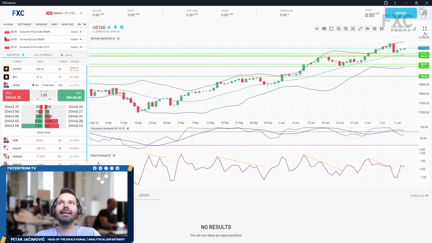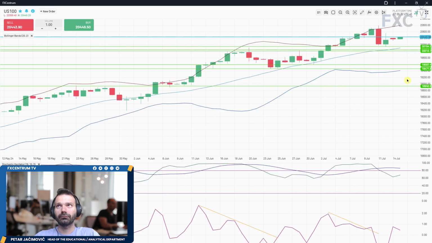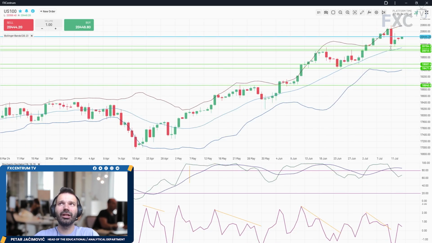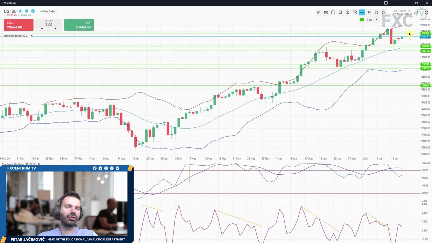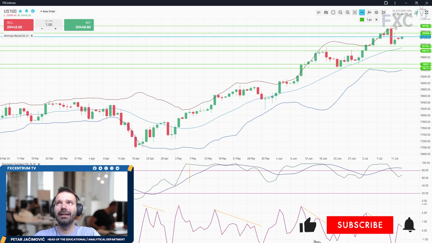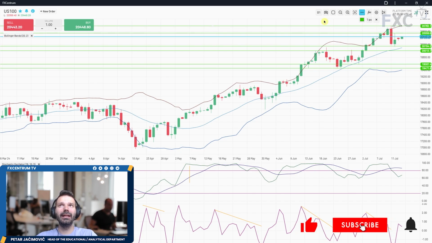On the Nasdaq, on the US 100, we can see that market had a rejection of the upper Bollinger Band, still in the upside cycle in the last couple of months. And we had a doji, or basically a pin bar tail at 20,559, which is short-term resistance. And then we have a swing high around 20,780.